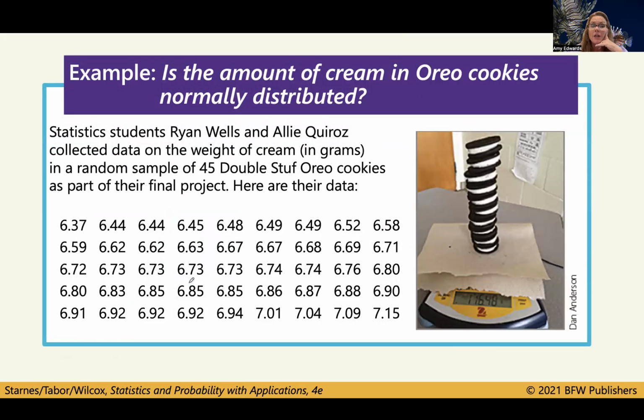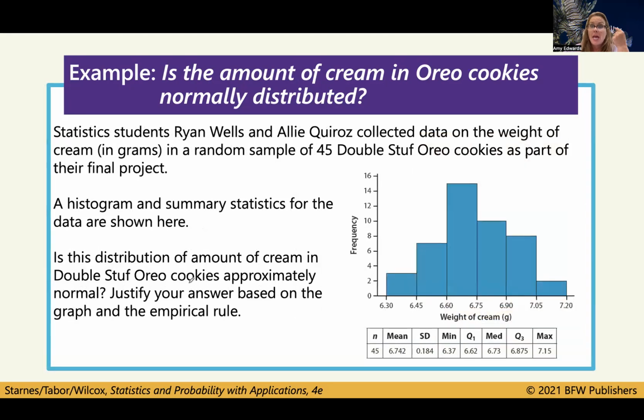Now let's look at our example here. Here we've got Oreo cookies, and is this normally distributed? So what I'm going to do, here's the data. I'm going to put all of this in StatMedic, and I'm going to get that number summary. 1 quantitative variable, single group. You can see down here at the bottom, here is my 5 number summary. These are my summary statistics. I also in StatMedic made it do a histogram.